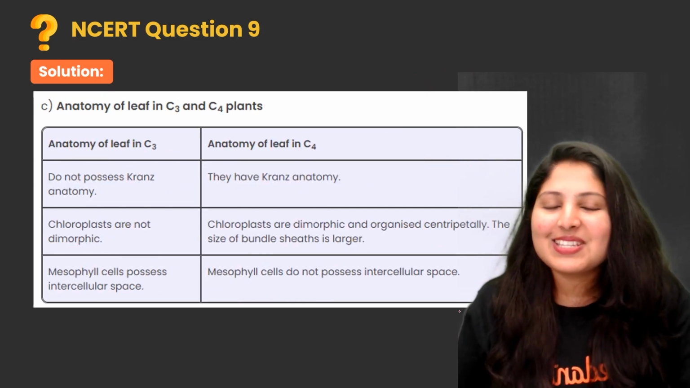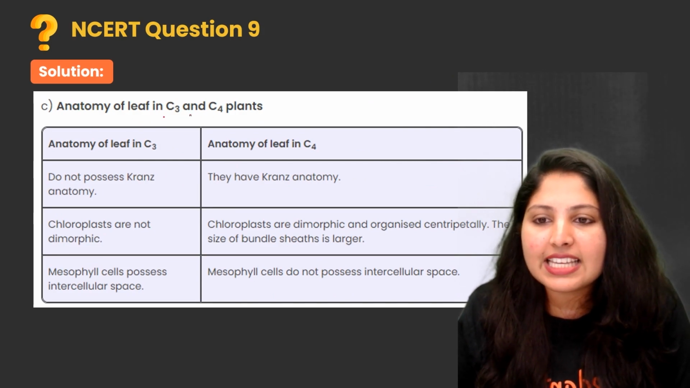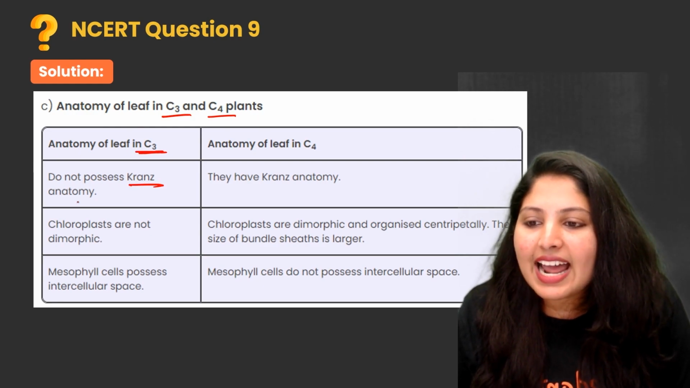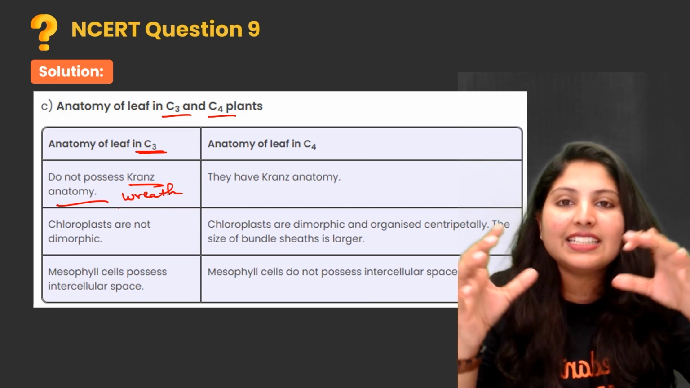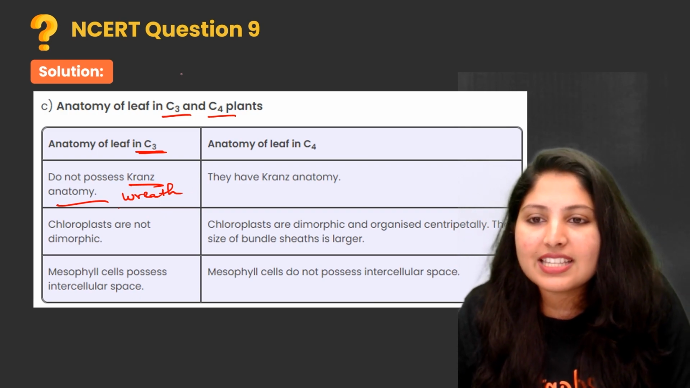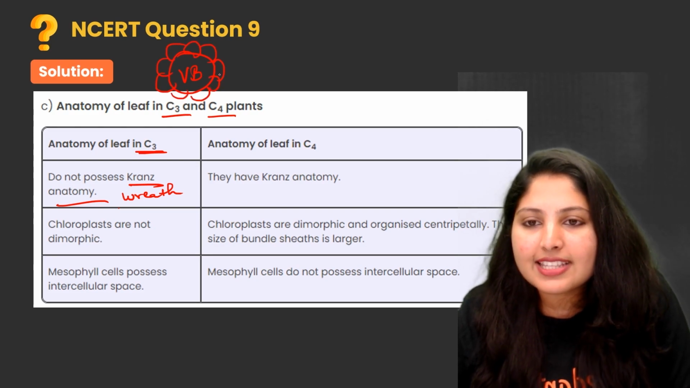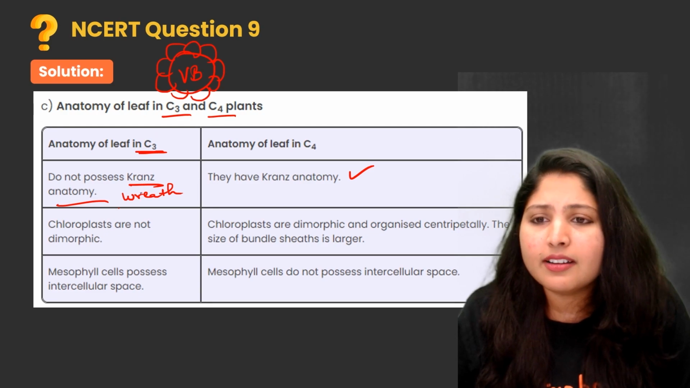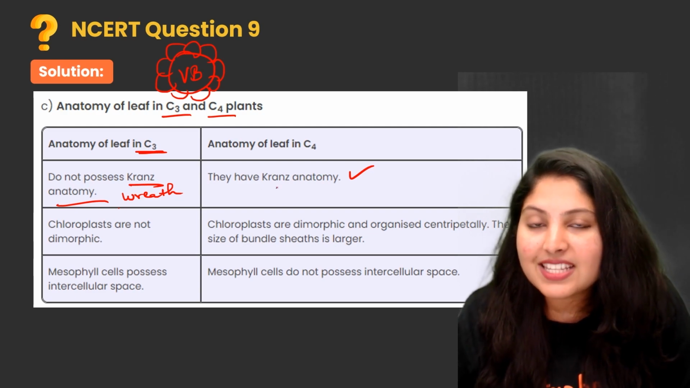Okay, next one, anatomy of leaf of C3 and C4 plants. We need to distinguish between C3 and C4. C3 plants do not possess Kranz anatomy. Kranz means what? Wreath, right? So the wreath-like structure which is present around the vascular bundle. Around the vascular bundle we can find bundle sheath cells, which are present only in the C4 pathway. There is no bundle sheath cell present in C3. Hence, we can say no Kranz anatomy in C3. Kranz anatomy is present in C4.